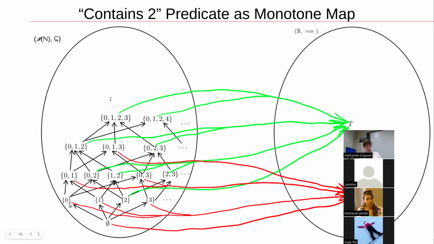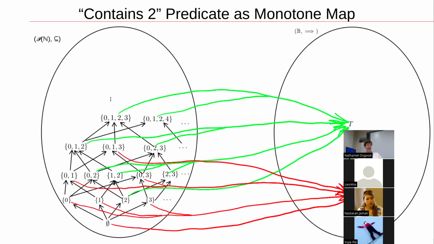So 0 does not contain 2, so it maps to false. 1 maps to false. 2 maps to true. Why does 2 map to true? Because it contains 2. What does 3 map to? False. What does 0, 3 map to? False. Just follow the red. What does 2, 3 map to? True. What does 0, 1, 2, 3 map to? True. Okay, so is this monotone?